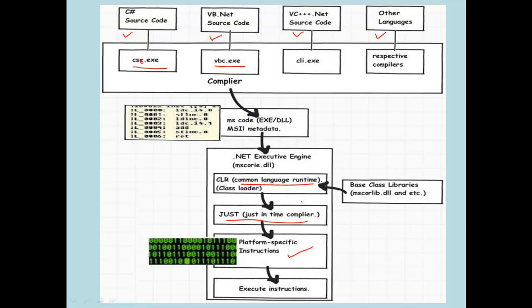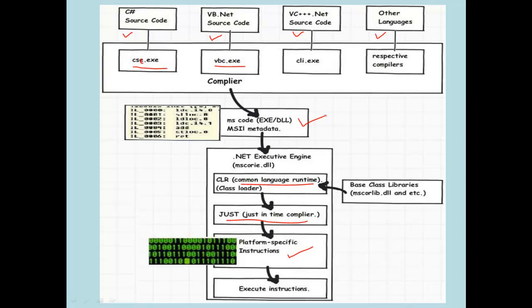Remember that a machine cannot execute this half compiled or partially compiled code. So the JIT goes line by line. As the application runs, it takes each line and compiles it to a machine-specific or platform-specific instruction, and later on this instruction is executed.